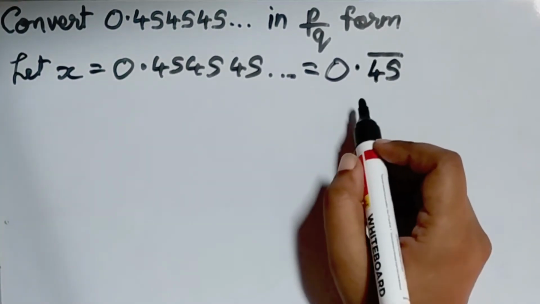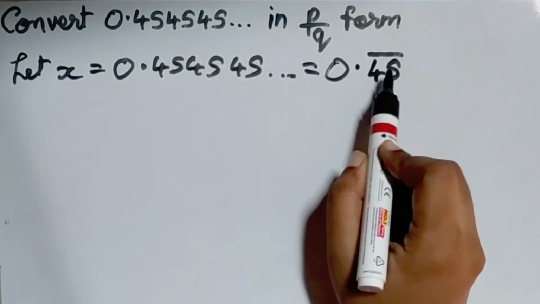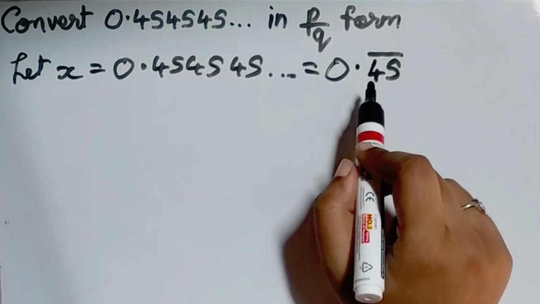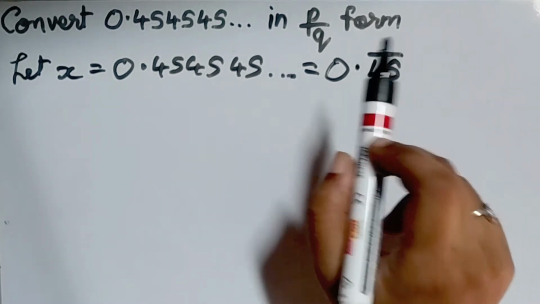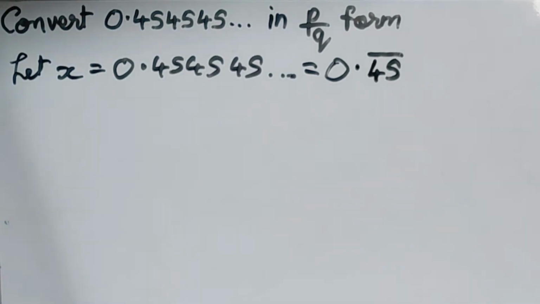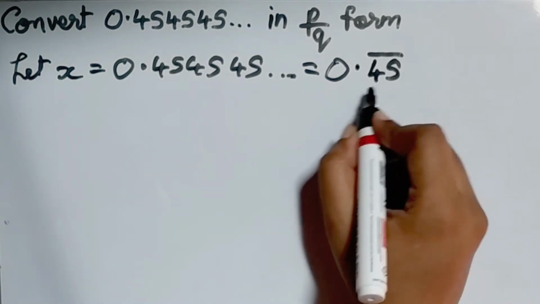So this means we will put a small bar on top of 4 5. This means the number 4 5 is repeating again and again, in the same sequence, that is 4 5 4 5. See, here you can see after the decimal two numbers are repeating, right?